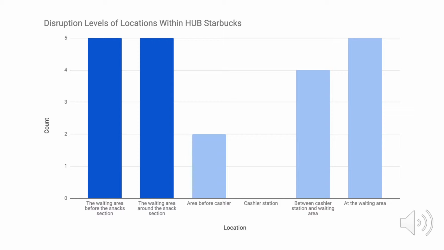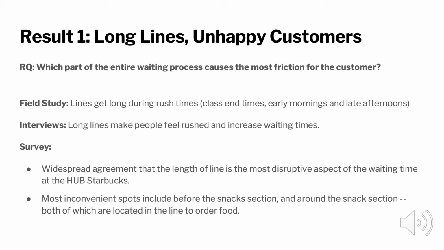The last graph is a chart of responses to my question which asked which physical parts of the hub Starbucks are most inconvenient. I just used the counts of responses and graphed it. For my responses, the most inconvenient were the spots which were in the waiting line, either before or around the snack section. That brings me to my first result, which I titled, Long Lines, Unhappy Customers.